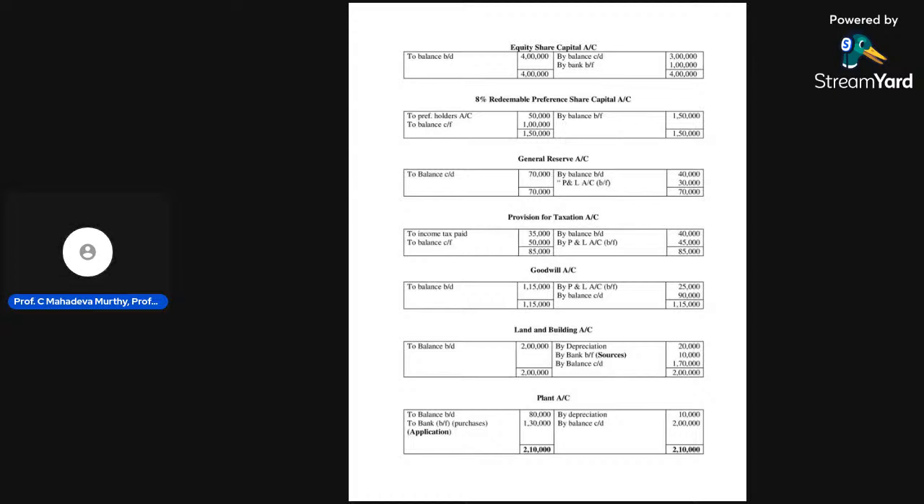Then here, plant account. Plant account is also to balance brought down 80,000. Depreciation is there, balance carried down is 2,10,000. The balancing figure is the bank account purchase, that is an application. We call it an application, purchase of plant.